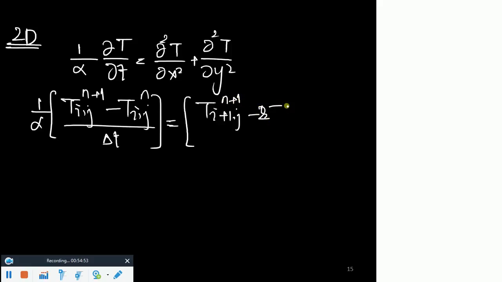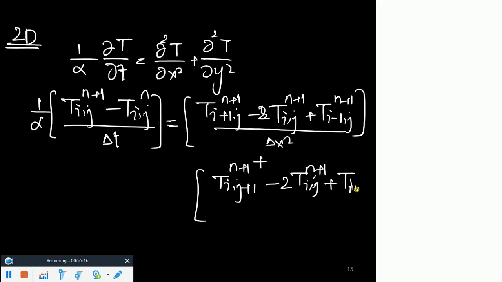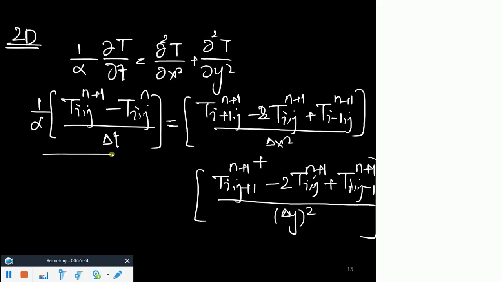Okay, and then you have minus 2Tij n plus 1 and then plus Ti minus 1j at n plus 1 over del x square, and then you have plus on the same side, and this would be Tij plus 1 n plus 1 minus 2Tij n plus 1 plus Tij minus 1 n plus 1 over del y square, and this would be for a plate, and for any two-dimensional geometry.